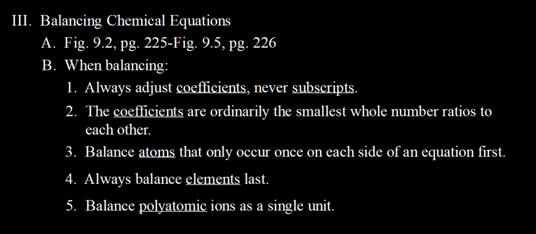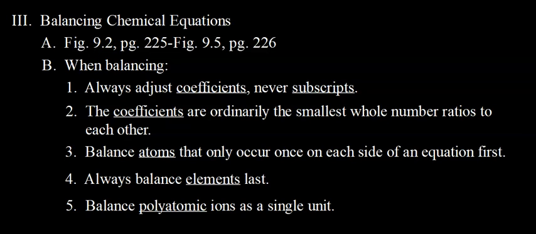Next, balance atoms that occur once on each side of an equation first. So if you have, like on our last example in the book, 2 oxygens on the right side, you may want to balance that last. So balance atoms that occur once on each side first. And then again, with the oxygen, like here, number 4, balance elements that are by themselves last. So balance elements in compounds first. Balance elements that are by themselves, like O2, last. Go ahead and add this one to your notes.